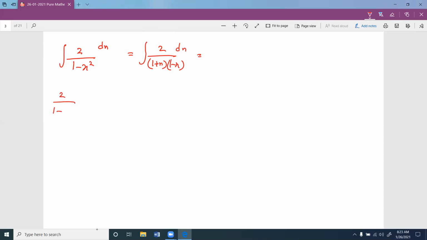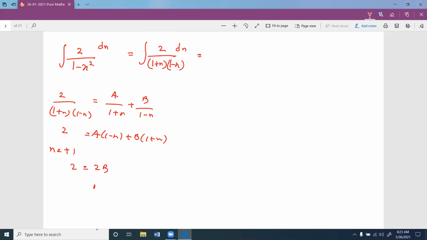2 over (1 plus x) into (1 minus x), you can write a over 1 plus x plus b over 1 minus x. Therefore, 2 equals a times (1 minus x) plus b times (1 plus x). So with that, if I put x equals to plus 1, 2 equals to, this one gets cancelled, and 2b, therefore b becomes 1.